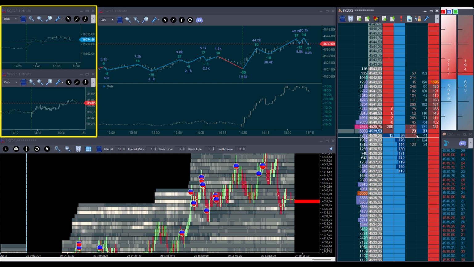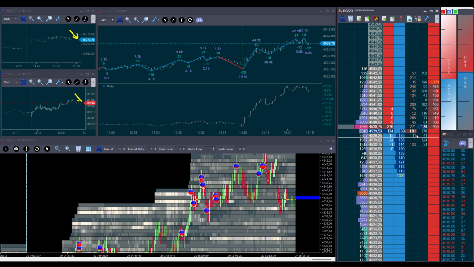Over on the top left, we've got two 1-minute charts for NQ and YM. These handy visuals give us insights into market correlations. We prefer NQ and YM to move in the same direction as the ES. When the NQ and YM are moving together, the chance of a directional trade on the ES increases.